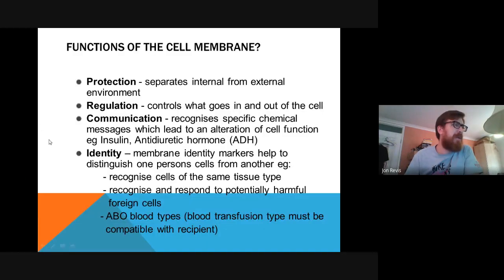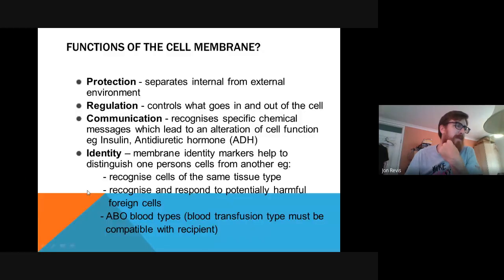What is the function of the cell membrane? So it separates internal to external environment. It controls what goes in and out. It isn't just random, so there is an active component to that. It communicates, so it might pick up a hormone release or something like that. That means it needs to do something different. An example would be a cell that is responsive to a particular hormone, like insulin or antidiuretic.